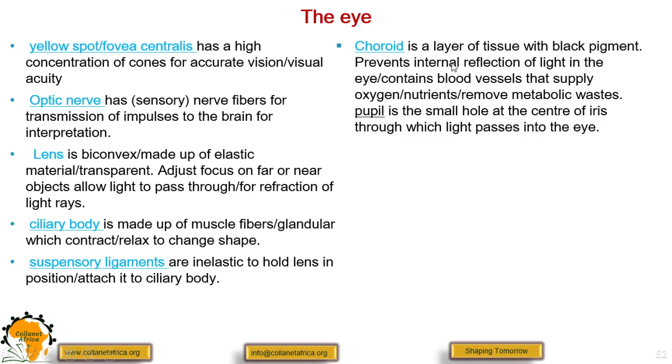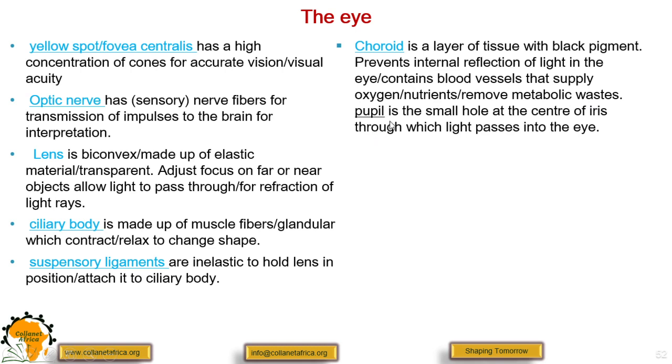There is the choroid layer, as we had discussed earlier. It is a layer of tissue with black pigment, and it prevents internal reflection of light in the eye. It also contains blood vessels that supply oxygen and nutrients, as well as remove metabolic wastes.